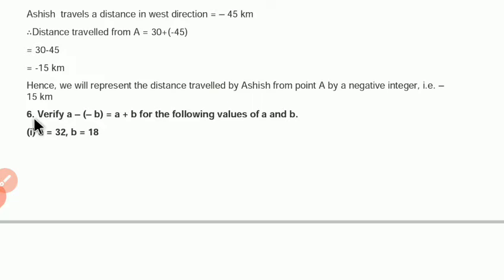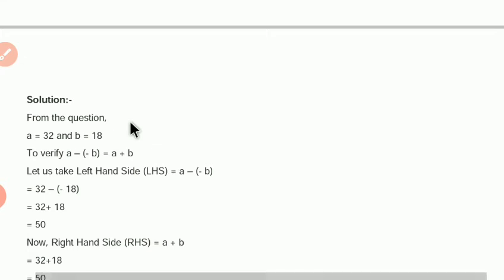Now next question, question number 6. Verify A minus of minus B is equal to A plus B for the following values of A and B. Here A and B values are given and we have to verify whether these two are equal or not. So A is 32, B is 18. First we will see the left hand side value, then the right hand side value one by one. So from the question, A is equal to 32 and B is equal to 18. And what do we have to do? We have to verify. Verify means whether these two are equal or not.